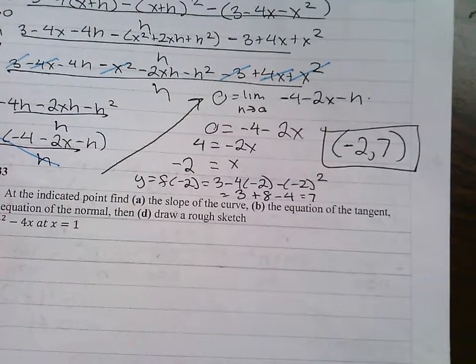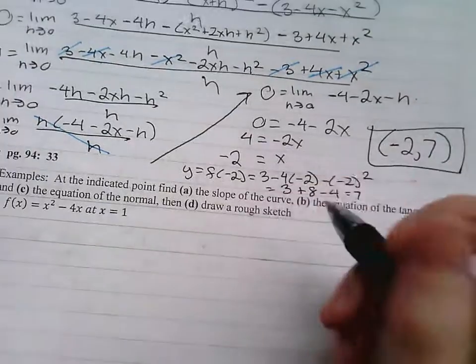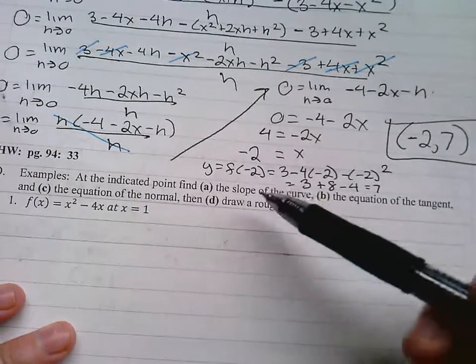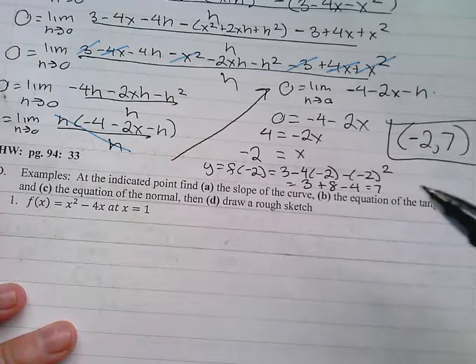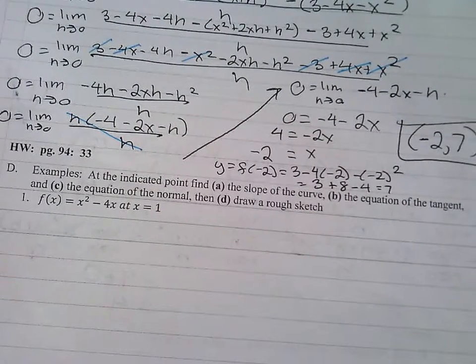All right. Next example. At the indicated point, find A, the slope of the curve, B, the equation of the tangent, and C, the equation of the normal. Then draw a rough sketch of the graph.